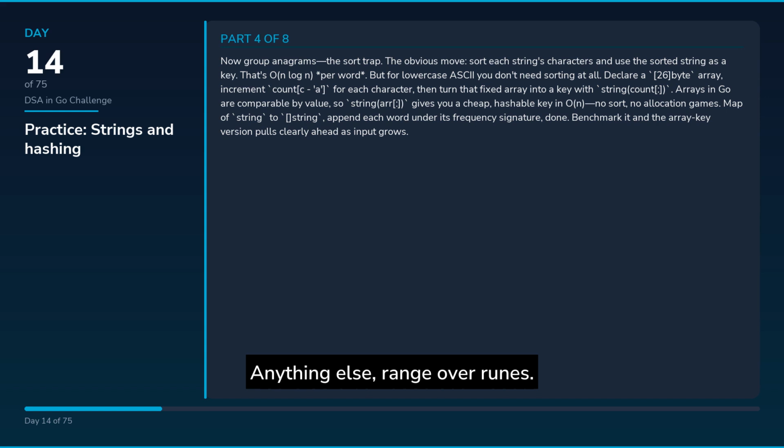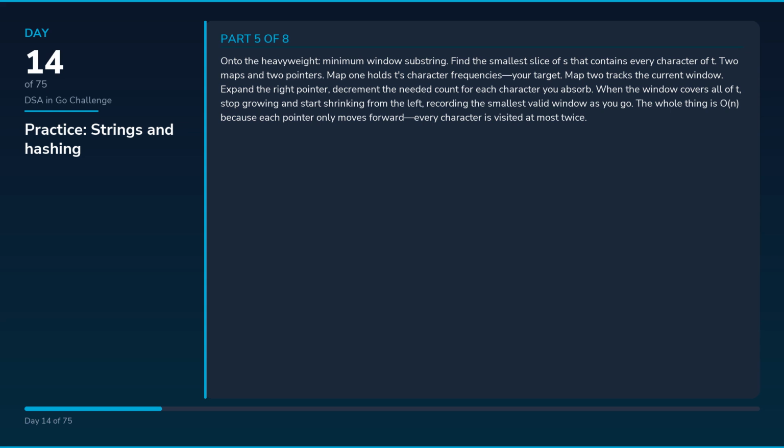Map of string to string slice, append each word under its frequency signature, done. Benchmark it, and the array key version pulls clearly ahead as input grows. Onto the heavyweight, minimum window substring. Find the smallest slice of s that contains every character of t.